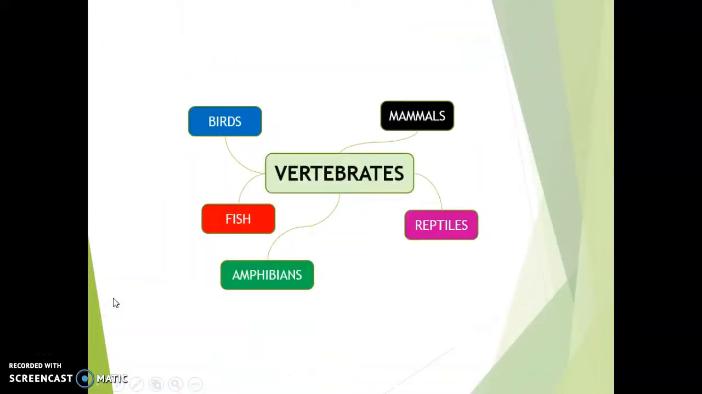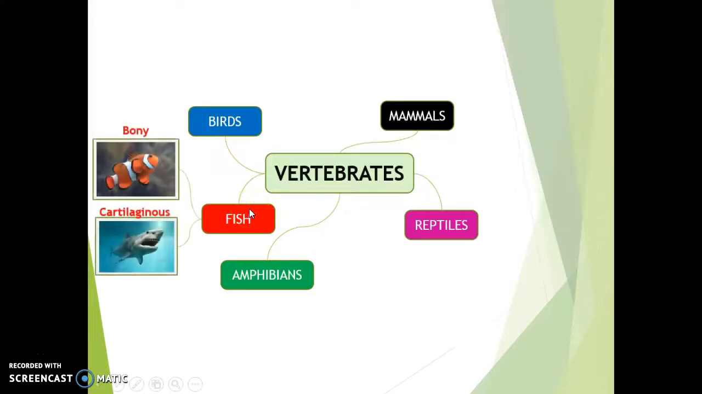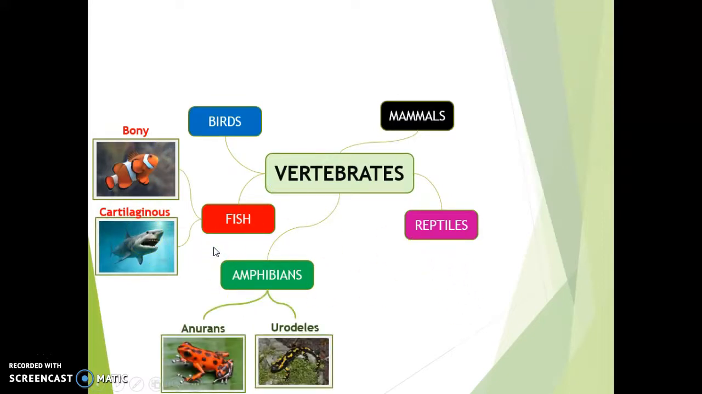And we have come to the end. We come back to our mind map. You remember, we studied first fish, the two kinds of fish we studied, bony fish and cartilaginous fish. Now we have studied amphibians with two groups, anurans and urodeles.